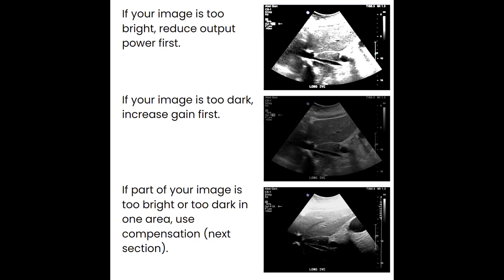And again, we don't really have a whole lot of options for that power. Modern systems aren't going to give us a lot of leeway with it. So this is mostly theory for your boards versus actual practice in the field. More often than not, we're really just adjusting our gain up and down because the power has already been set at an optimal strength. The last part of this idea, though, is that if your image is too bright or too dark in one area, then we're going to use compensation, which is our next section. Because remember, both power and gain adjust all the echoes in the image, where compensation is going to allow us to change parts of the picture.